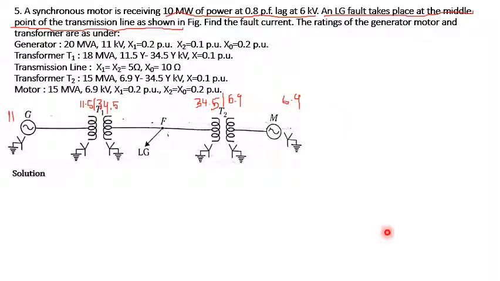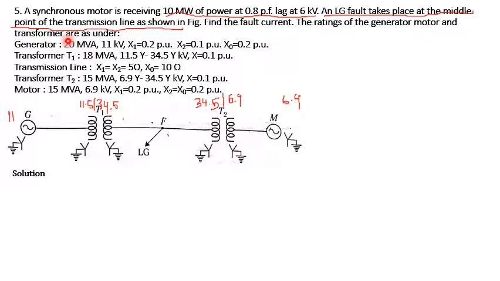So let us solve. The first thing we need to consider is choosing the MVA base and the kV base. To choose the MVA base, look into the data for the highest MVA rating. If the problem mentions a base, for example, take 50 MVA as the base on the generator or transmission line, then we have to consider that value. If not, we take the device having the highest rating.